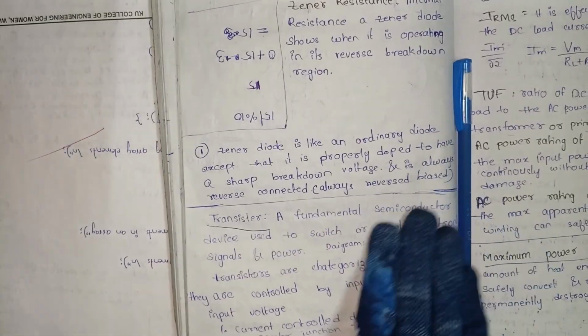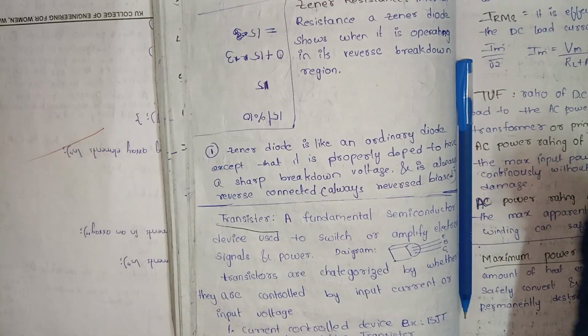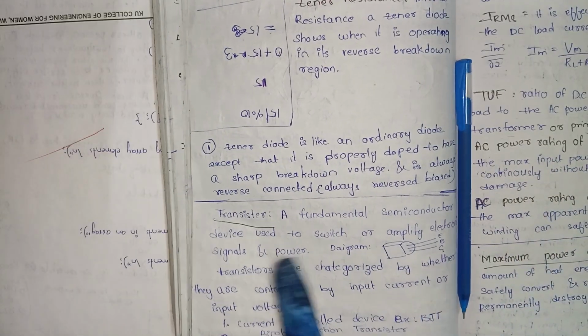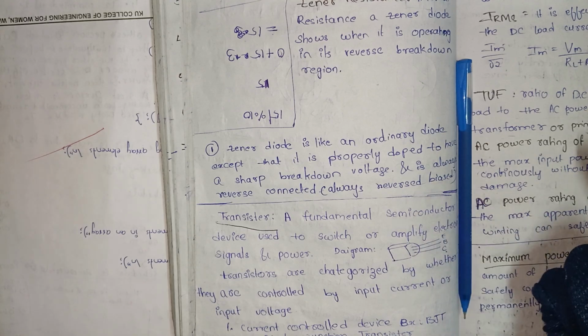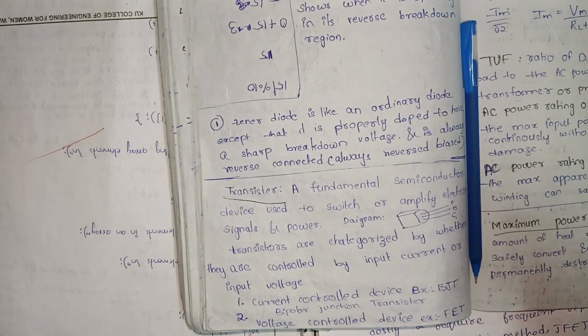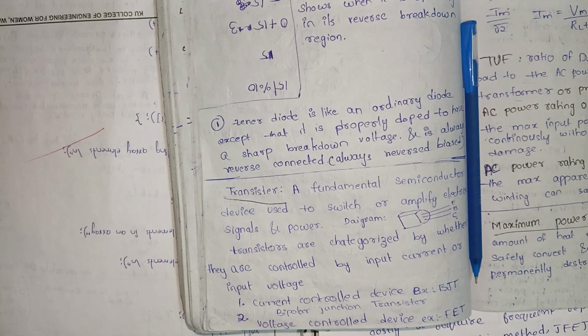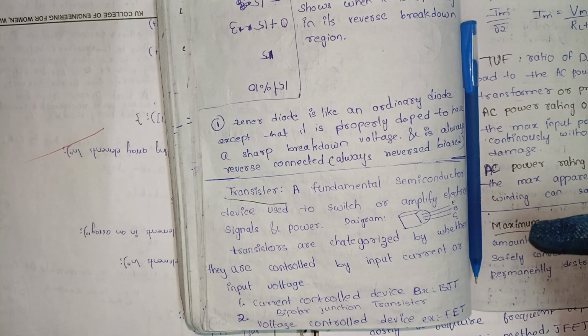So transistor is a fundamental semiconductor device used to switch or amplify electronic signals and power. Switching means switching on and off, and amplifying means increasing the strength of the signal. Transistors are categorized by whether they are controlled by input current or input voltage. If they are controlled by input current, then they are called current control devices. Example, BJT, bipolar junction transistor.